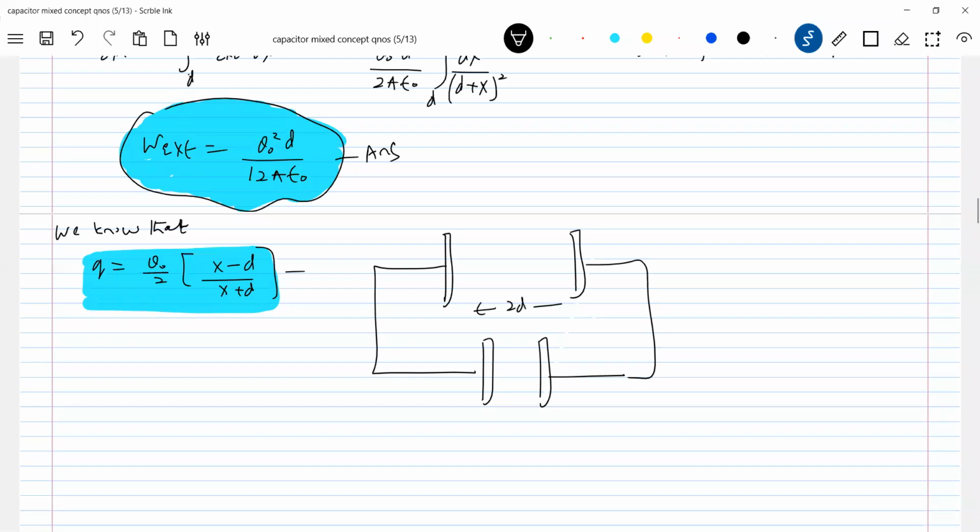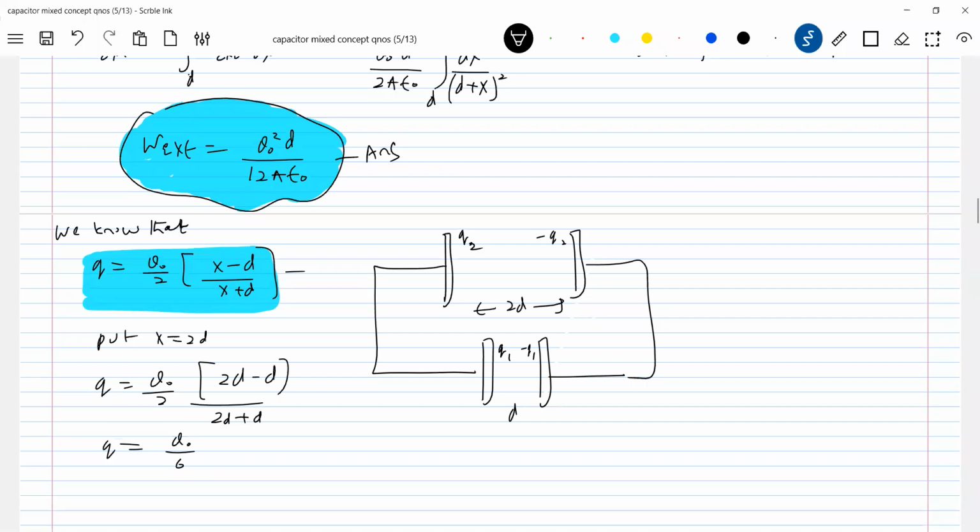This was 2D, this was D. The final charge here is Q1 minus Q1, Q2 minus Q2. Okay, how to get the value of this? The X will become equal to D. Put X equal to 2D. Okay, let's calculate this: Q naught by 2, (2D minus D) by (2D plus D). So Q naught by 6, I'll get it.